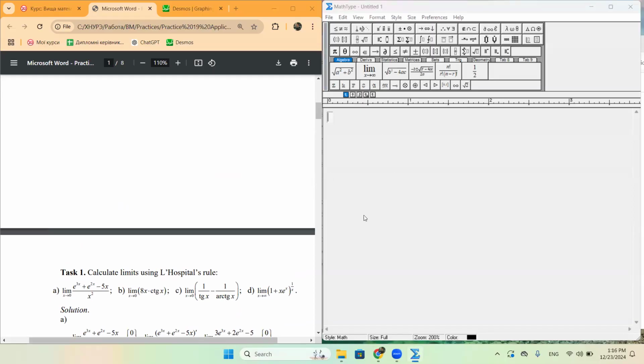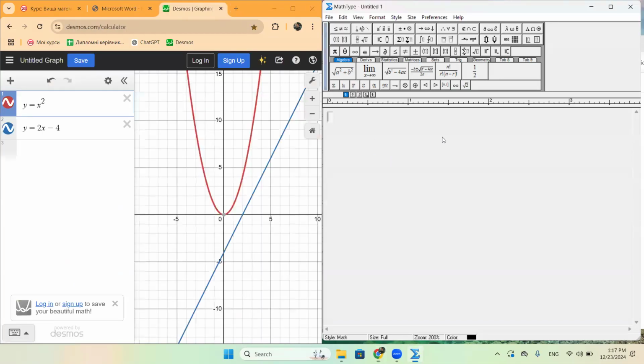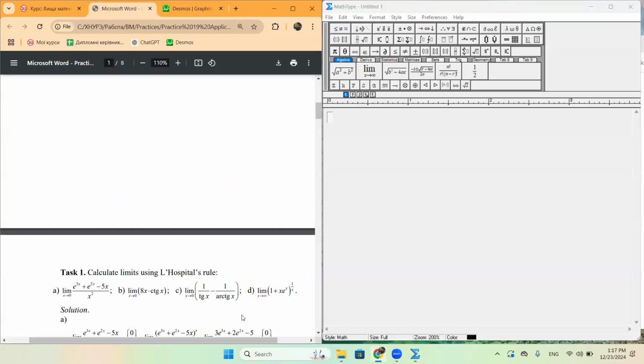So the first, we will use L'Hôpital's rule for calculating limits. By the way, I am not sure how to pronounce it correctly because it is a French surname. I don't speak French. Maybe anybody of you, but I'm not sure how to pronounce it correctly, different variants: Hospital, L'Hôpital, and so on.